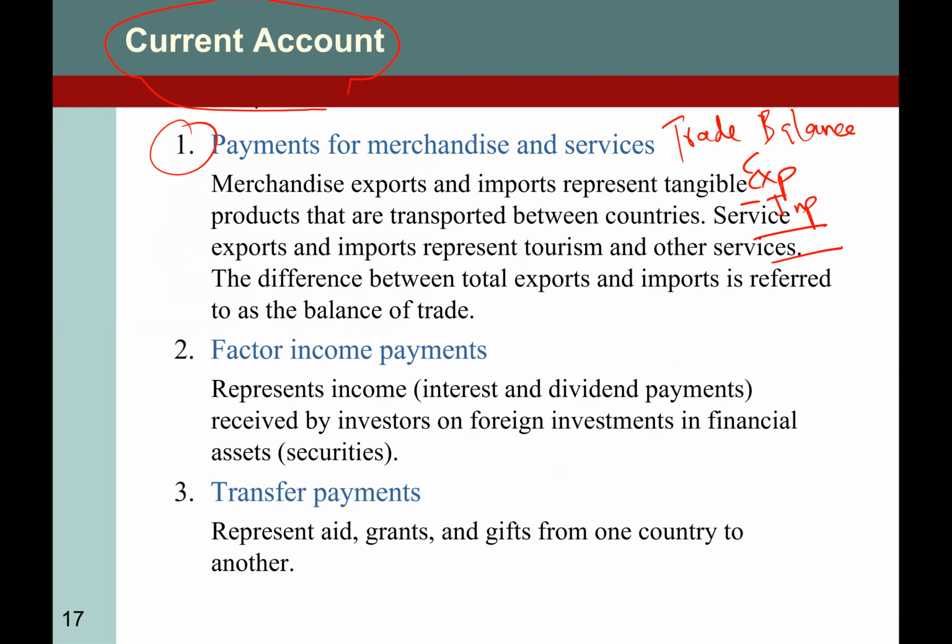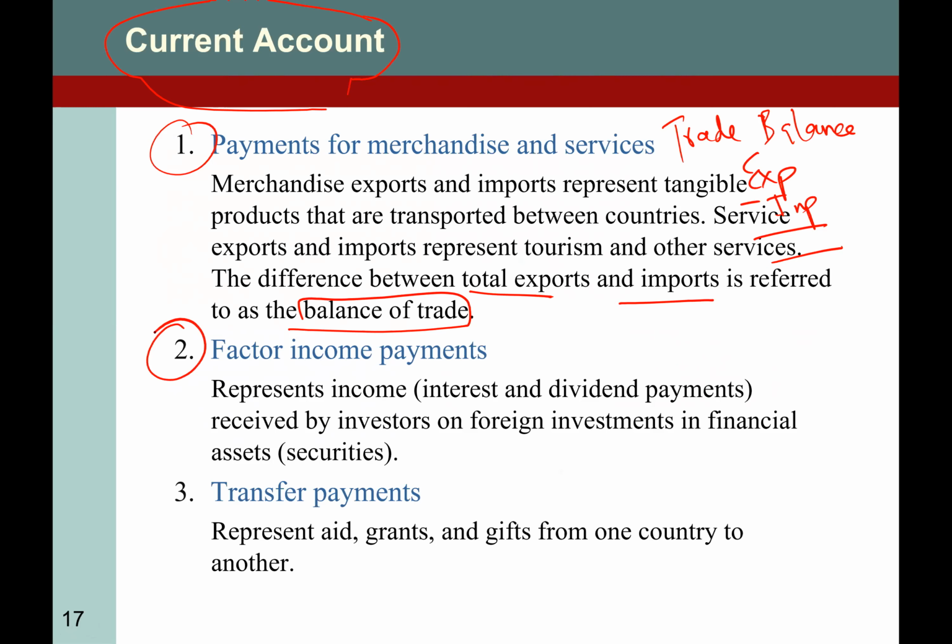So this part of current account is trade balance, or payment for merchandise or services. Merchandise exports and imports represent tangible products that are transported between countries. Service exports and imports represent tourism and other services. So that difference between total exports and imports is referred to as balance of trade, right?